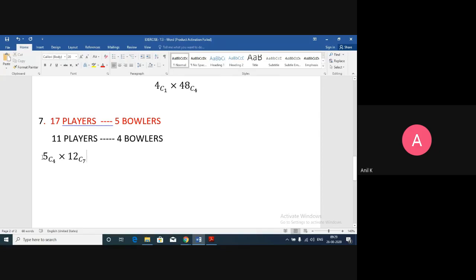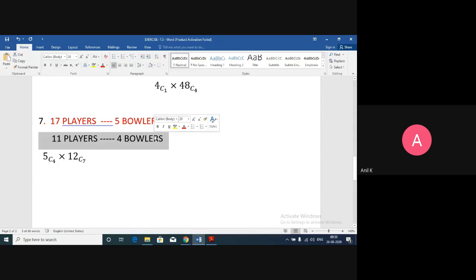Now, if you add 5 plus 12, that is going to be 17 players, and 4 plus 7 is going to be 11 players. So out of 17 players, I have selected 11 players, on the basis that out of 5 bowlers I need 4 bowlers. So that is also selected, 5C4. See, this black color one is not the given data. This is the required data.